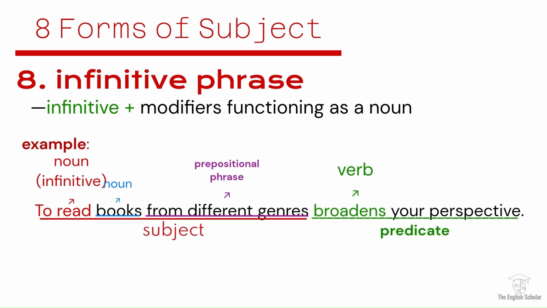To read books from different genres broadens your perspective. Here, to read books from different genres is an infinitive phrase and serves as the subject. It consists of the infinitive to read and the modifiers books from different genres.